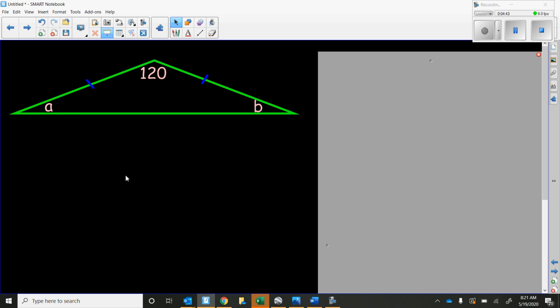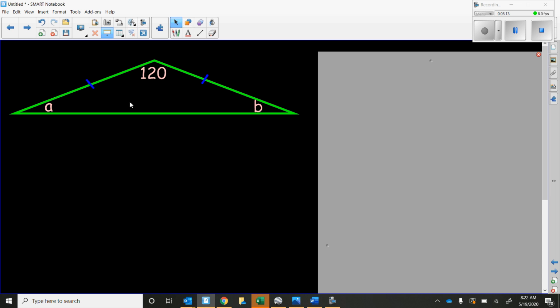Now this one's a little trickier because 2 of the angles are missing. We know this angle on the top is 120 degrees. We know that these 2 are missing. So I look around for clues and I see these little blue tick marks. These blue tick marks should tell us that this left side and this right side are in fact the same length. That gives me what we call an isosceles triangle. In fact, it's an obtuse isosceles triangle.